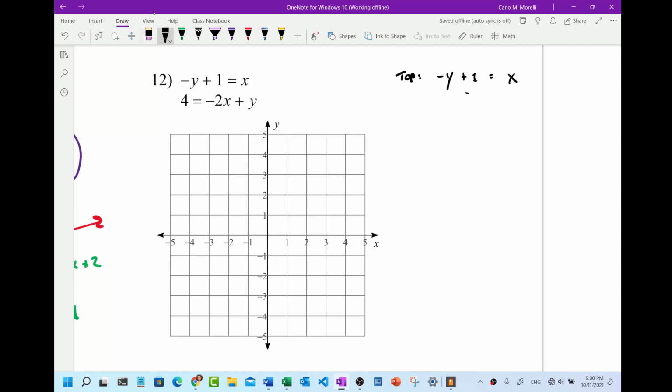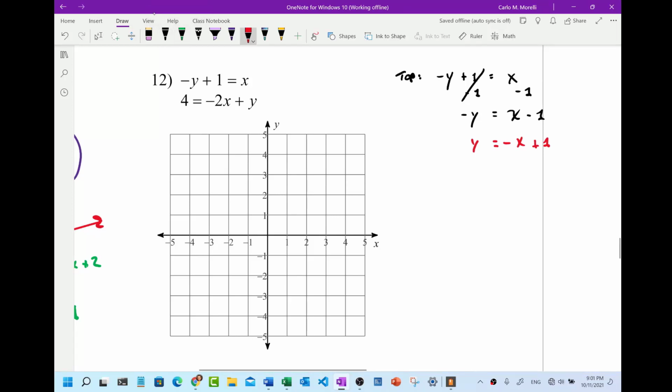Well, subtract 1 from both sides. And now I've got negative y equals x minus 1. Quick trick, just change all the signs. Y equals negative x plus 1. Okay, so that's the top equation.